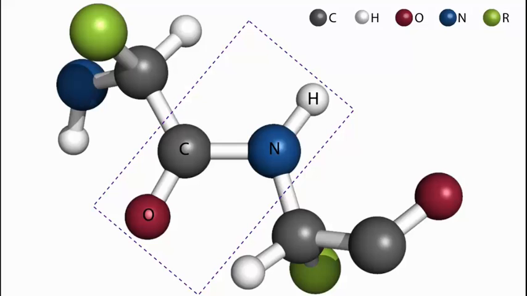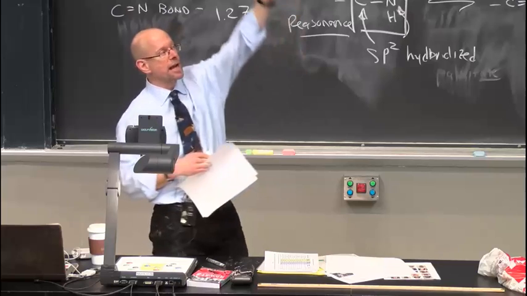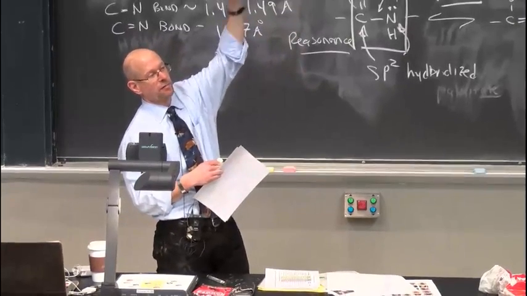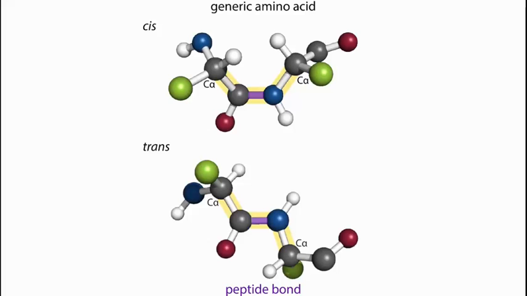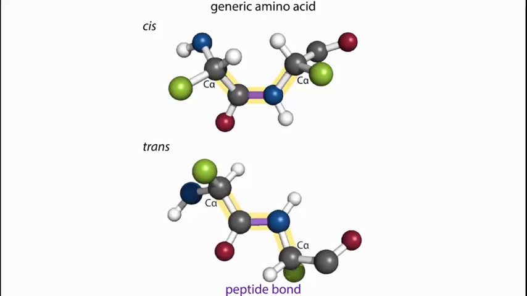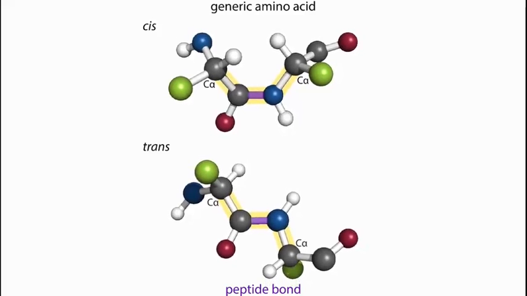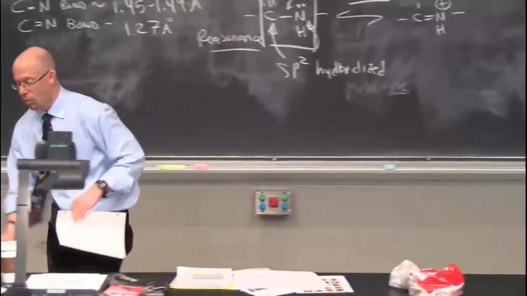Now, am I showing it here in cis or trans? Raise your hand if it's in cis. Raise your hand if it's in trans. Of course, it's in the trans configuration. And I'm showing to you, in general, the trans configuration and the cis configuration. And you can see exactly what the problem with the cis configuration is. Let me show it to you in one other way.